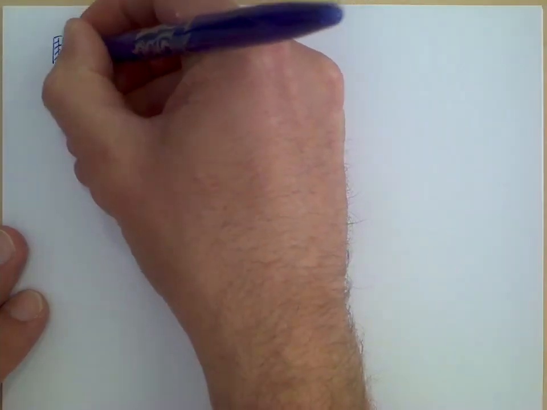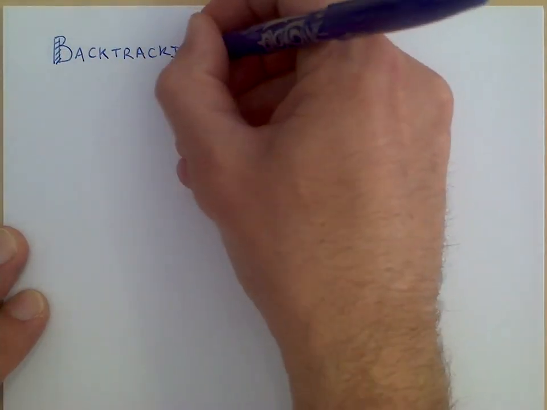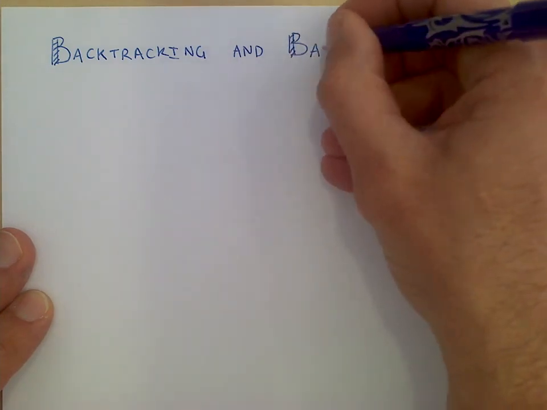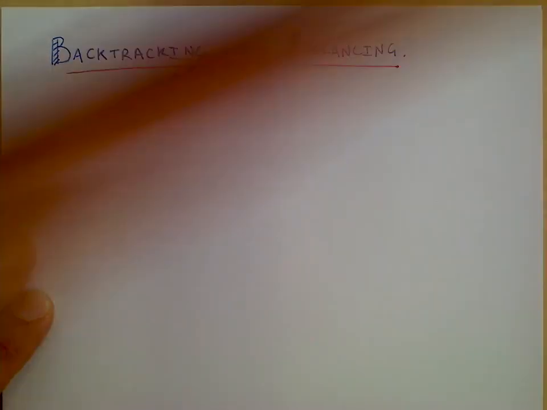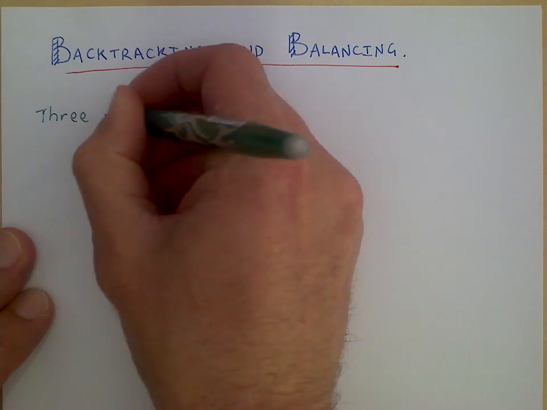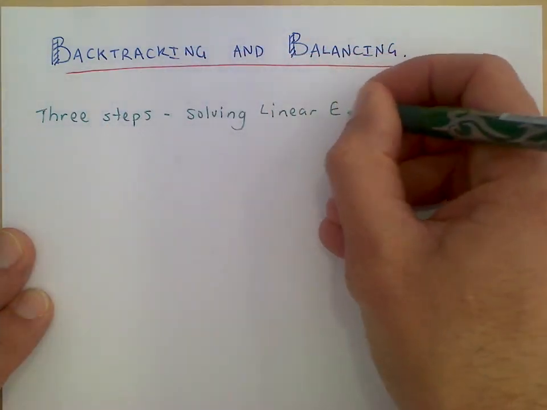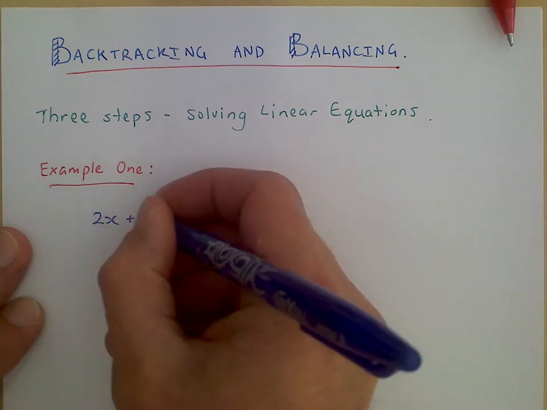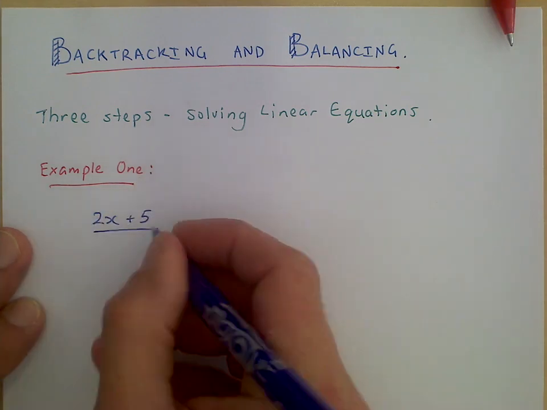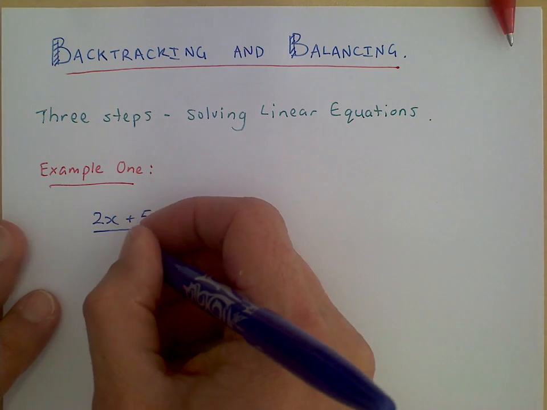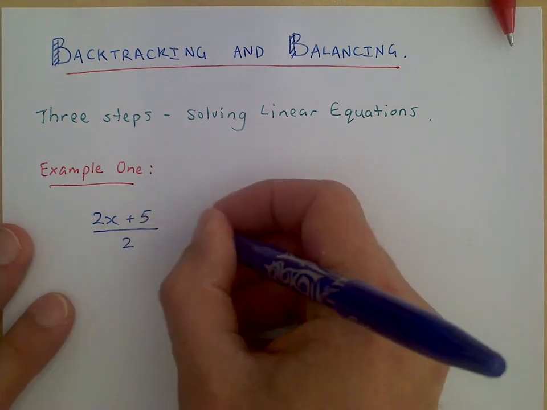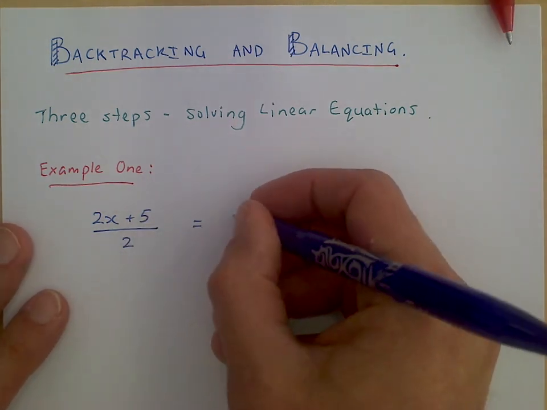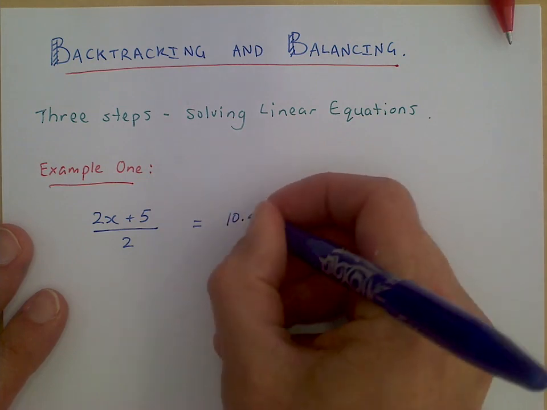Okay, so this video is going to show us how to solve three-step equations, or equations that have more than two steps, and we're going to use backtracking and balancing. So we're going to look at our first example here. We'll run through it relatively slow. So we've got (2x + 5) / 2 = 10.5.